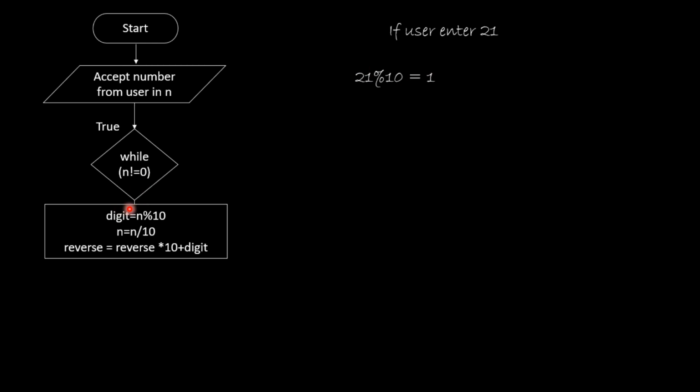So the value of digit will be 1, right? Now the next statement is n is equal to n divided by 10. What is the value of n? 21, right? And we will divide it by 10, that is, it will store the quotient. It will not store the remainder, it will store the quotient. So what will the value of n be now? 2. The updated value of n will be 2.